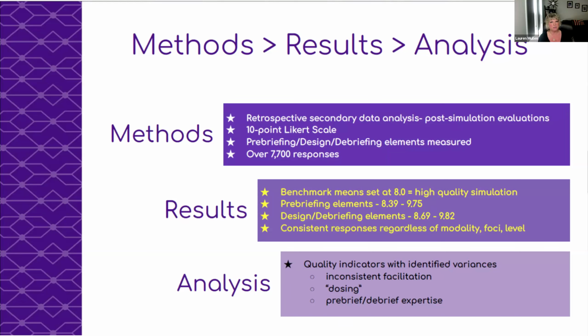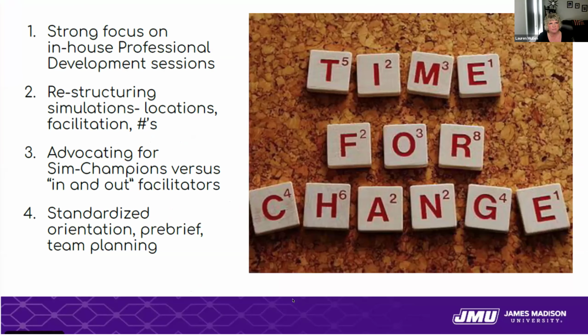Then there was dosing: the dosing of the facilitator, how many times they do it, and the dosing of the student. The more the student had, the higher the dose versus a lower dose, so their experience and their response changed. That was some variance that we found. And to add to that, there was the pre-brief and debrief expertise, which was part of that inconsistent facilitation.